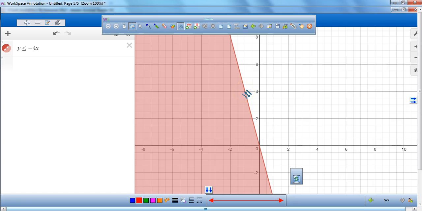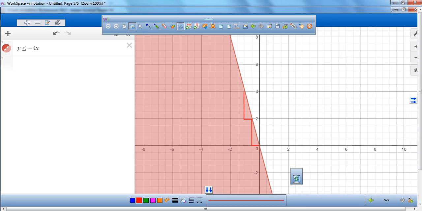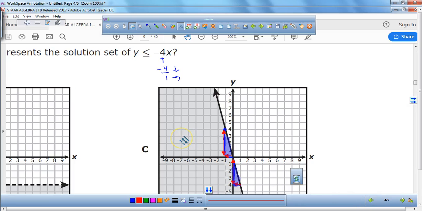If you look at it, it goes down 4 units and over 1 each time. Down 4, over 1. Down 4, I'll draw it in. Down 4, over 1. Let me change these arrows. There we go. Down 4, over 1, down 4, over 1. So there's that slope. And you can clearly see that this is the graph that best matches this answer. So it's going to be answer choice C.